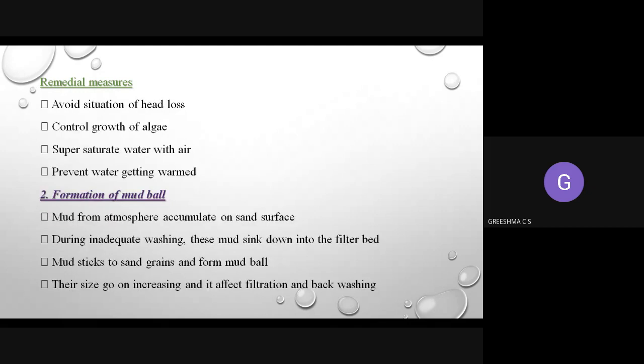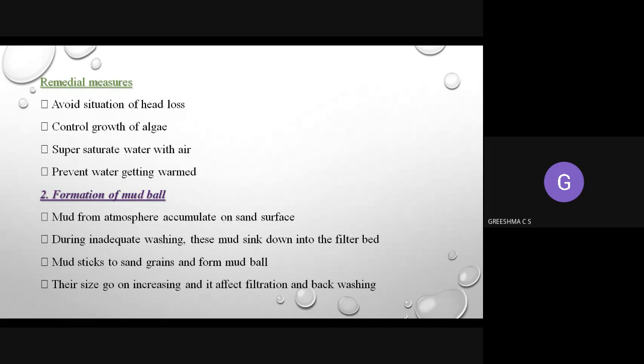So mud balls means in the atmosphere there will always be small fine particles. Our filter bed has a certain size. All the materials in our filter media have a particular size. In the atmosphere, you have seen the rapid sand filters, they are exposed to the atmosphere. We are not closing it, it is exposed to the atmosphere. So there will always be small mud particles, and these mud particles will accumulate on the filter bed.